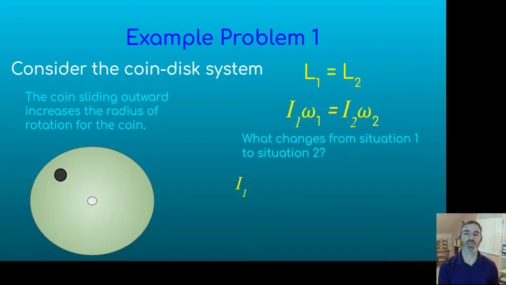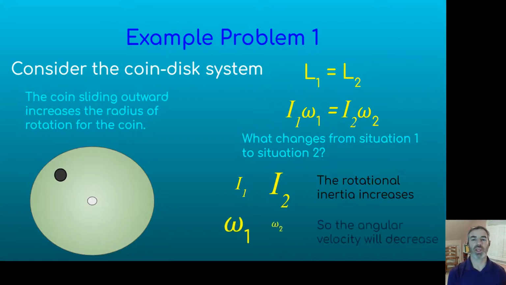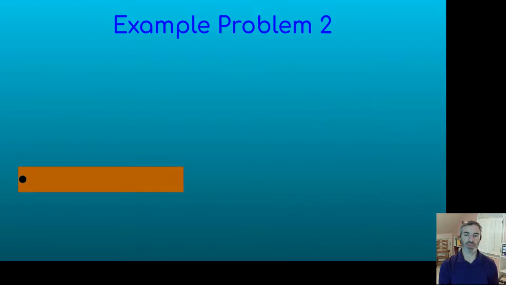Well, the coin sliding further away means the rotational inertia increased for the whole system, which means that the angular velocity is going to decrease. Again, those are inversely related. So the rotational inertia increases from the first to second situation, which means that the disk would actually slow down. So let's look at the second example.